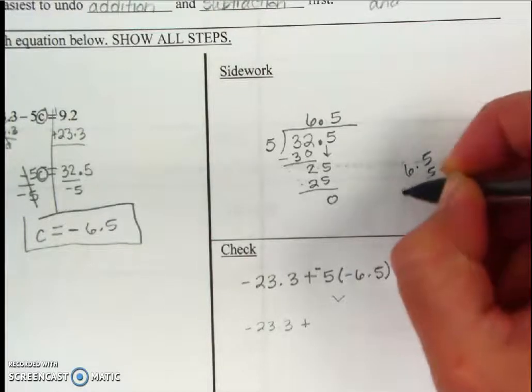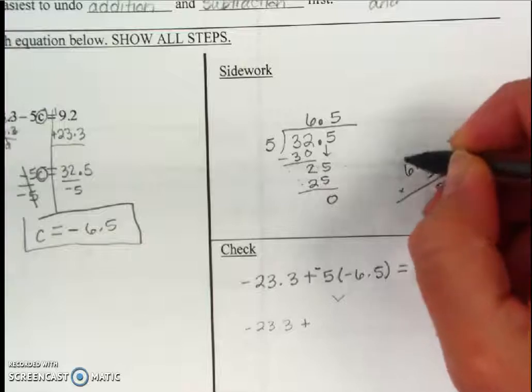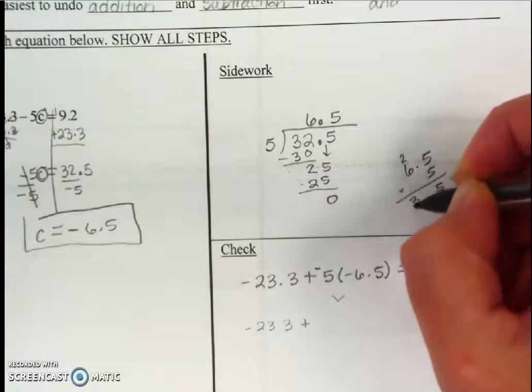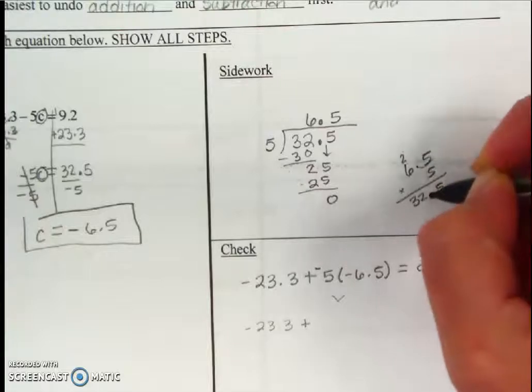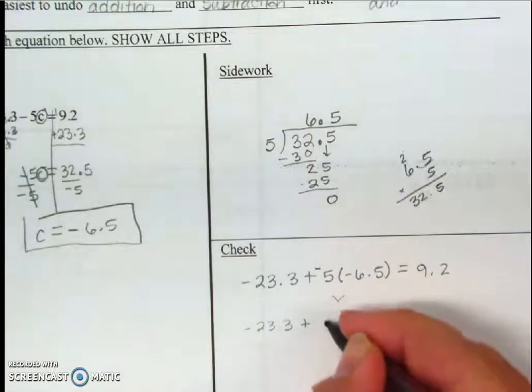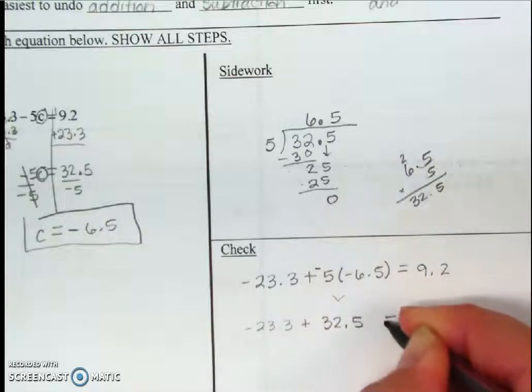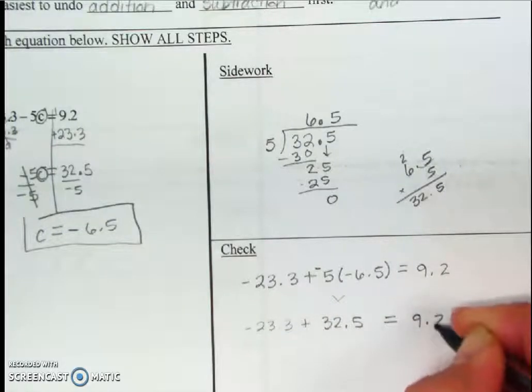6.5 times 5. 5 times 5 is 25. 5 times 6 is 30, plus 2 is 32. One swoosh, which means this is going to be positive 32.5, and hopefully it all comes out equal to 9.2.